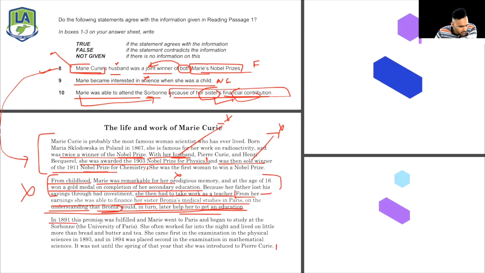In 1891, this promise was fulfilled. Her sister fulfilled her promise and Mary went to Paris and began to study at Sorbonne. So yes, Mary was able to attend Sorbonne because of her sister's financial contribution will be true. Why? First, Mary helped her sister and then she had this understanding that later her sister will help Mary, which was fulfilled and she was able to study in Paris. This will be true. And that is how you solve your true false not given.